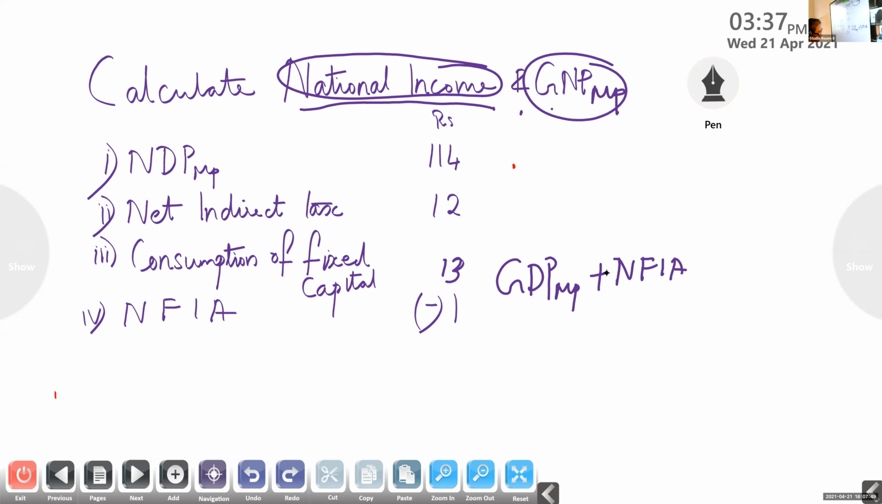Okay, now how to find out this GDP MP? They have given NDP MP. That you have to convert into GDP MP. How to do that now?